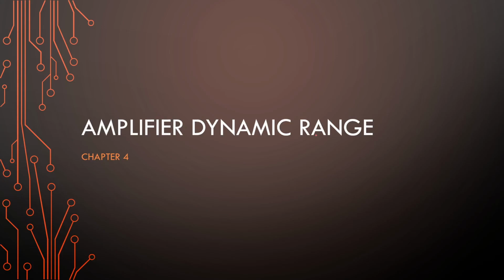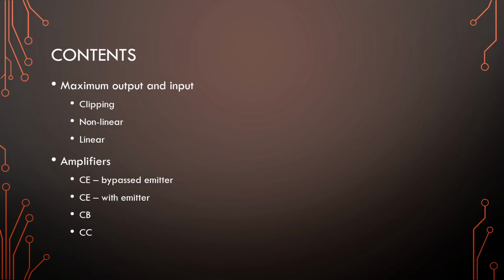Hello and welcome to a video on amplifier dynamic range. In this video, we will be taking a look at the maximum output and input of an amplifier for the following circumstances: when we have clipping, when it is non-linear, and how we get our input and output for the linear range. We will be looking at all four configurations.